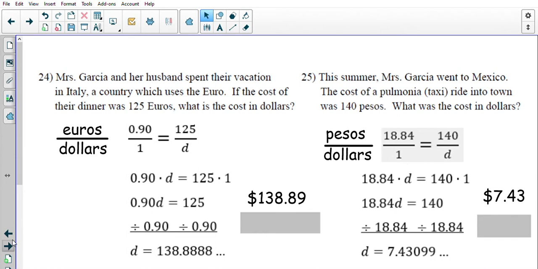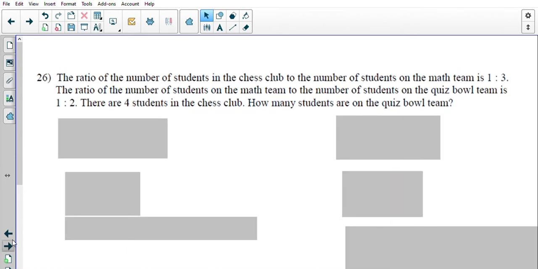All right, rolling right along to number 26. This is a good word problem for us. It's a little bit higher level. We're almost done with these notes. So number 26, it says the ratio of the number of students in the chess club to the number of students on the math team is 1 to 3. The ratio of the number of students on the math team to the number of students on the quiz bowl team is 1 to 2. There are 4 students in the chess club. How many students are on the quiz bowl team?